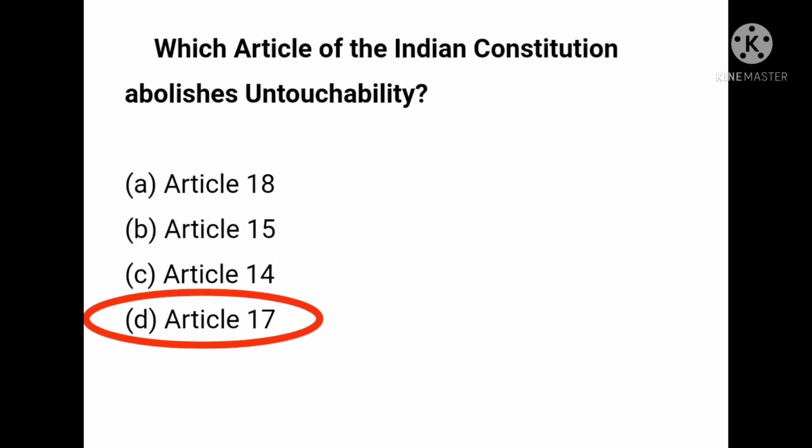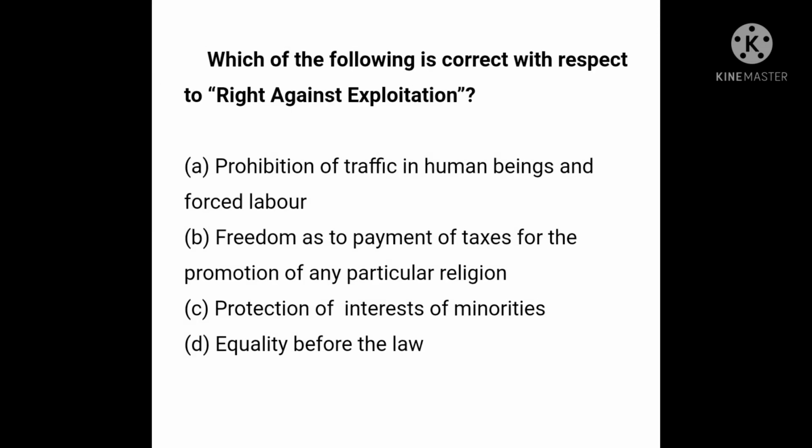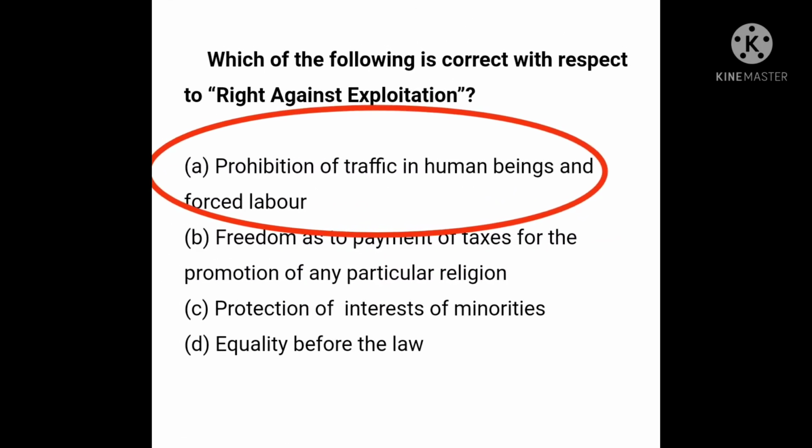Then the next question. Which of the following is correct with respect to the right against exploitation? Option A, prohibition of traffic in human beings and forced labor. Option B, freedom as to payment of taxes for the promotion of any particular religion. Option C, protection of interest of minorities. And option D, equality before the law. The right answer is option A, prohibition of traffic in human beings and forced labor.